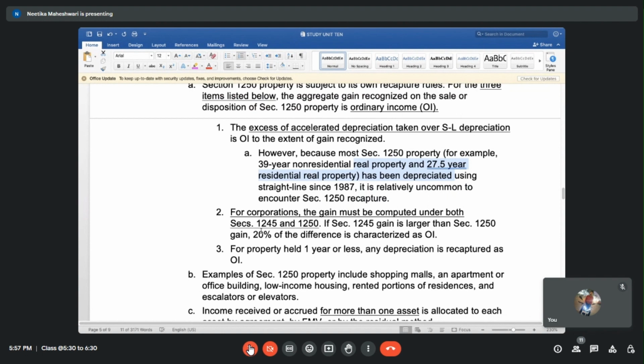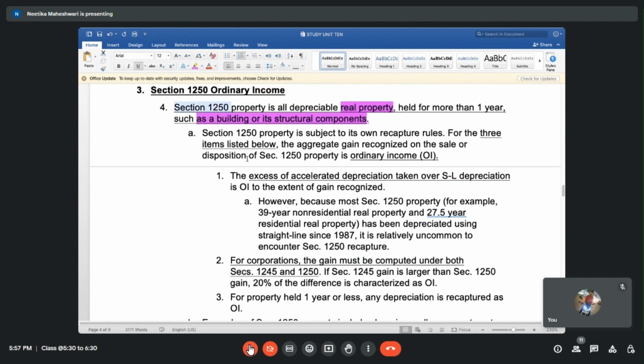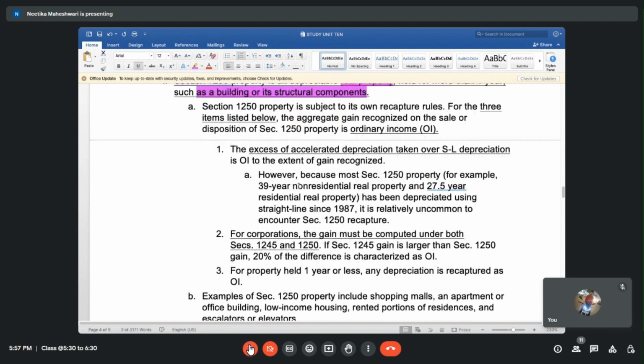So for corporations, the gain must be computed under both sections, and if Section 1245 is larger than Section 1250, then 20% of the difference. So what they're saying is you use Section 1245 rules also, and Section 1250 also. Even though this is real estate, we should actually be using only Section 1250 rules, but this is just done in order to see what should be charged as ordinary income. They're not saying that you go ahead and change all your methods, that you don't go with accelerated depreciation and should just stick with straight line. They're not saying that. They're just saying that if you have done that, we have to see what the difference is. If you're a corporation, you do your calculation using both sections and see whose gains are larger.